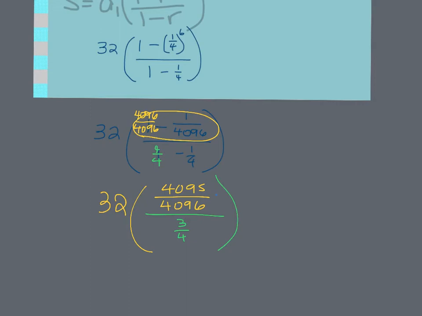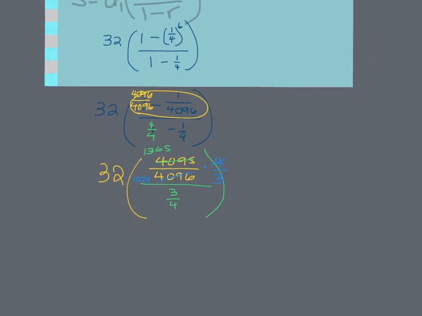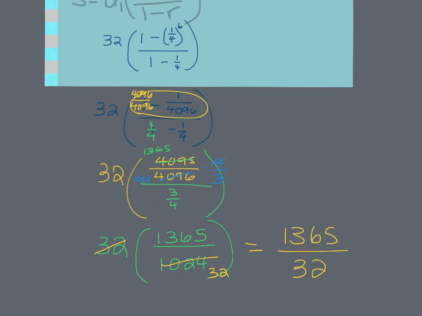And then I want to keep, change, flip. 4,096 divided by 4 is 1,024. And 4,095 divided by 3 is 1,365. So I still have 32 on the outside, but inside is now 1,365 over 1,024. And then 32 goes into that 32 times, and I get 1,365 over 32.